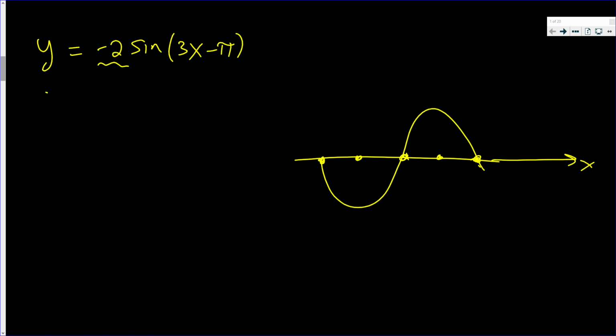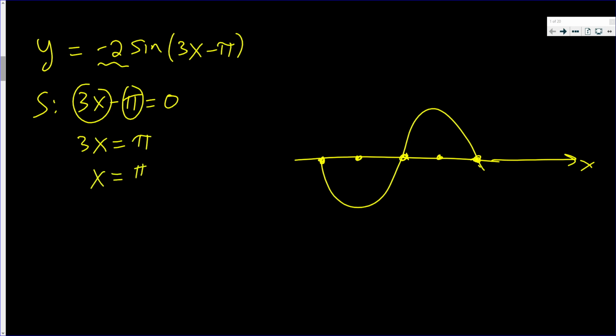Let's find out where it starts and finishes and where those 5 values are. Well, it starts when the angle is 0. Again, if you subtract 2 things and you get 0, just write down the 2 things are equal. Divide by 3, x is pi over 3. Okay, pi over 3.